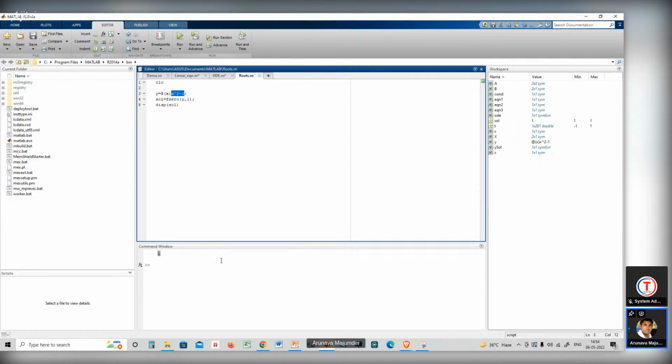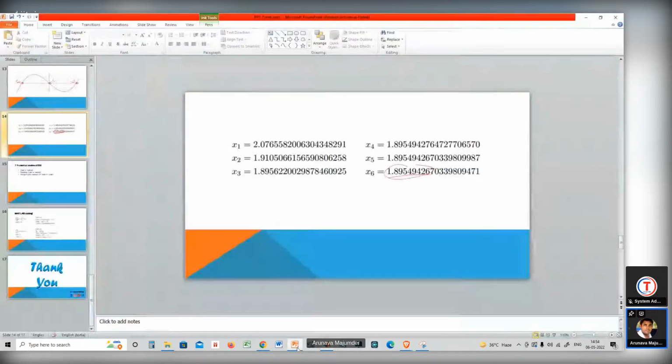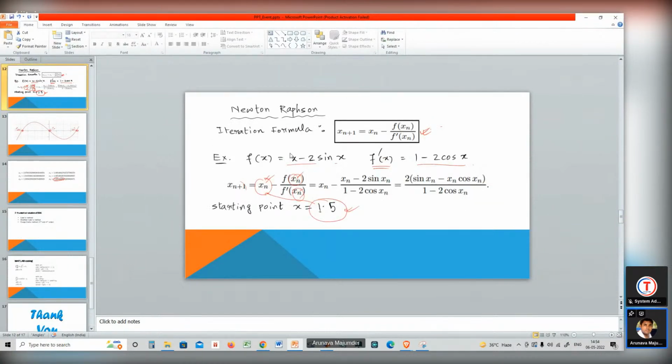Now I change this function to the function that I used here, that is, the function x minus 2 sin x.